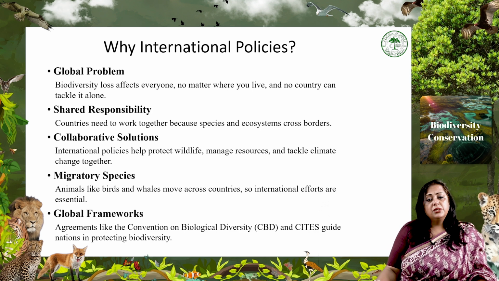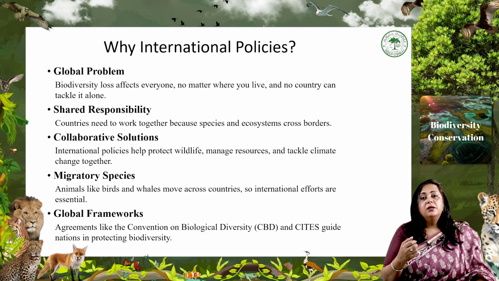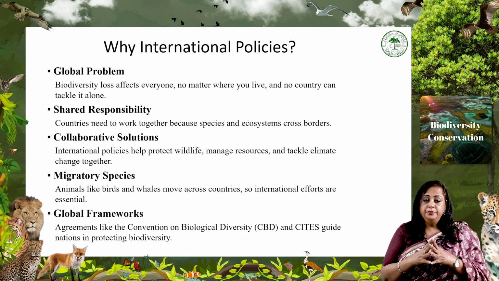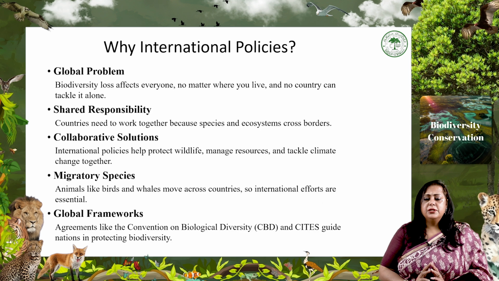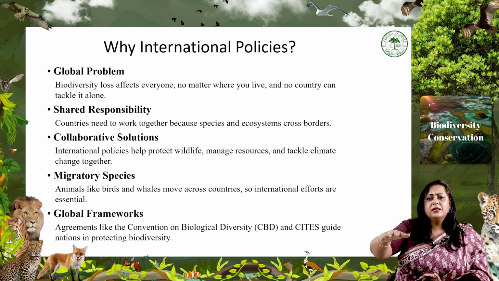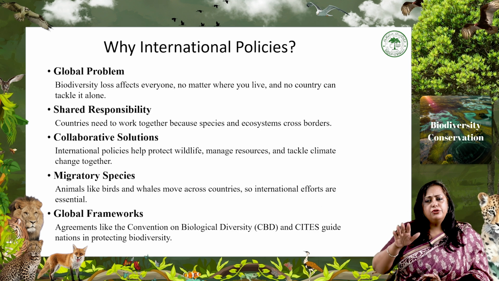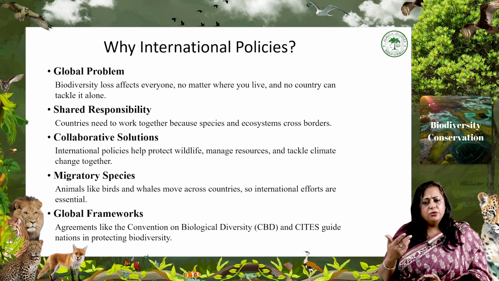Collaborative solution: international policies help protect wildlife, manage resources and tackle climate change together. So we cannot do it alone. We need cooperation from different countries. There are many migratory species. Animals like birds and whales move across countries. A whale moves from one place to another. It has no boundary, it doesn't know about the boundary. Whales, if they have to swim in an ocean, cross from country to country.